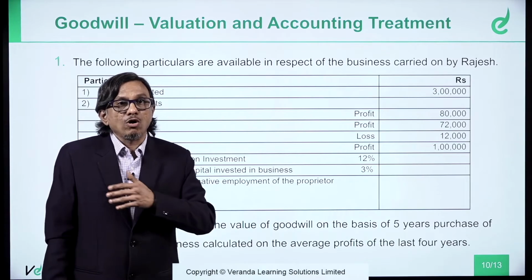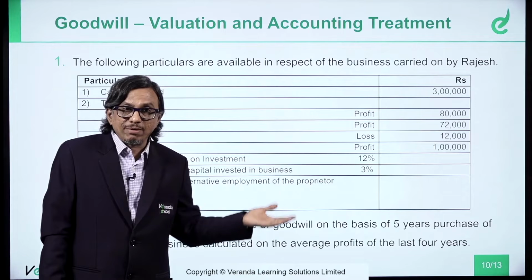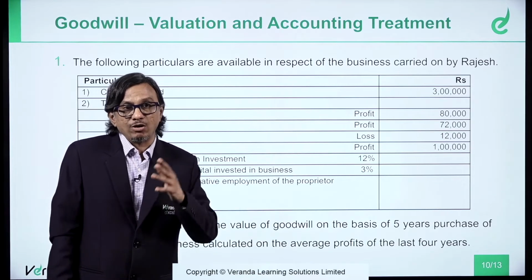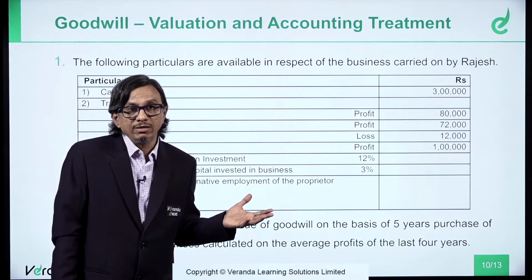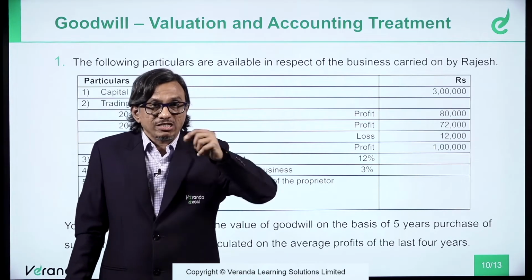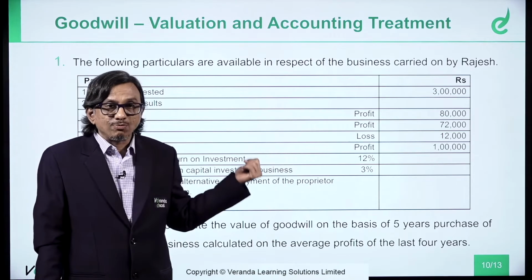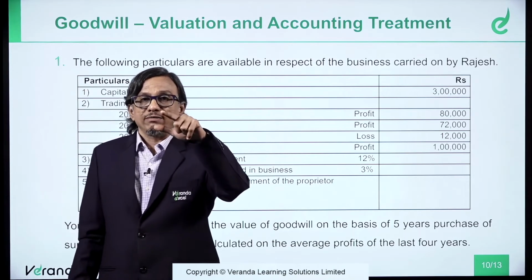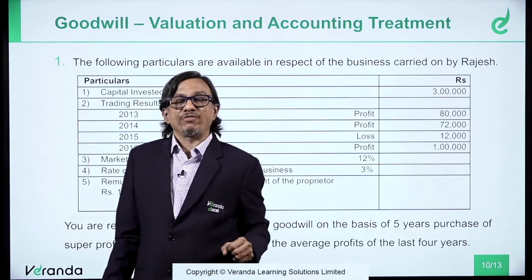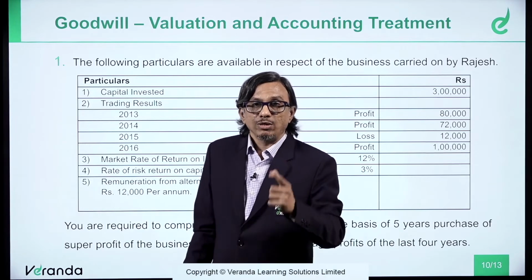But what normally is earned from the business? Capital employed multiplied by the rate of return. That is 3 lakh into 15%. That is a normal profit he is expected to earn. Compare the average maintainable profit after adjusting for alternative employment remuneration. If the average profit is more than the normal profit, the difference is positive, you call it as super profit. You multiply that by number of years, in this case it is 5, you get the value of goodwill.